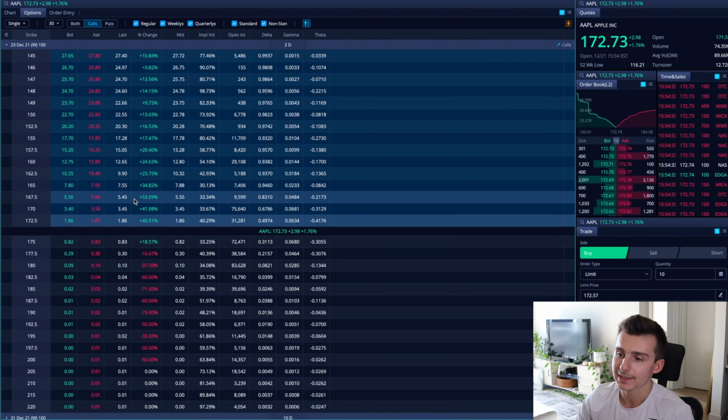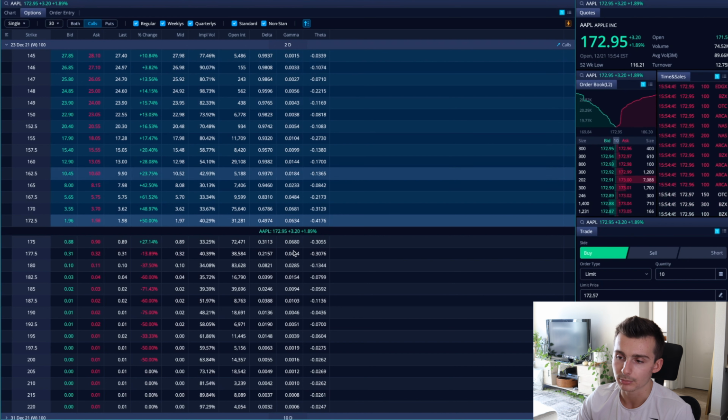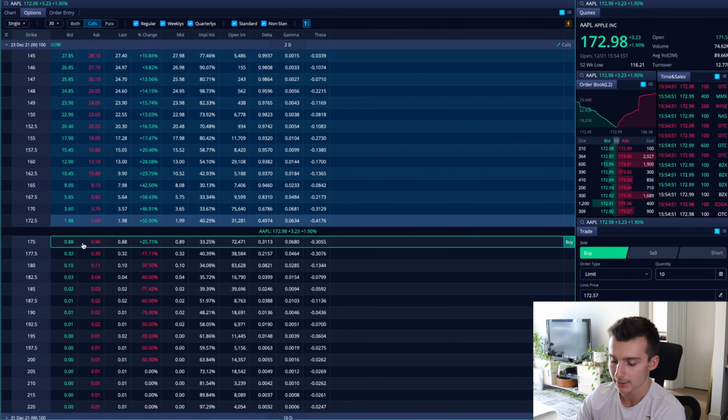Let us say that I'm looking at these 175 calls that are out of the money by a couple of dollars as we speak right now, because across the middle we can see that Apple is trading at 172.95 or so. It's also up in the top right under my quote, but I want to buy these. I'm going to click on this, or I can double click, or I can right click and click on control buy. So I'm going to go right here, control buy, click on buy, and boom.